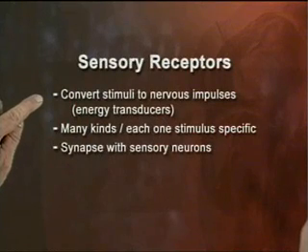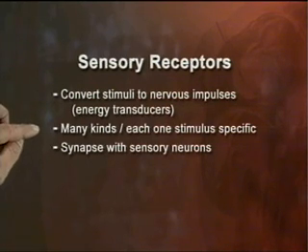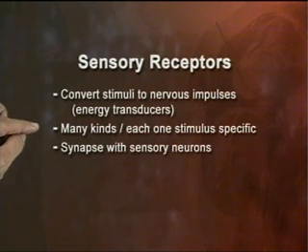And there are lots of different kinds of sensory receptors. Let's take a look at a graphic that just summarizes a couple of concepts about them. They convert stimuli to nervous impulses. In other words, they are energy transducers. There are many different kinds of sensory receptors, and each one is stimulus specific. In other words, the ones that respond to light don't respond to any other stimulus.